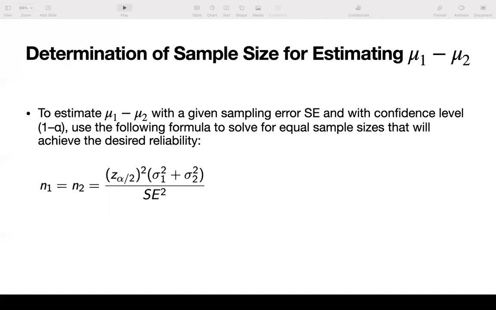So here we have determination of sample size for estimating the difference between the mu's. To estimate the difference with a given sampling error, denoted by SE, and with confidence level 1 minus alpha, we can use the following formula to solve for equal sample sizes that will achieve the desired reliability. So here n1 equals n2, which equals z alpha divided by 2 squared times the sum of the population variances, divided by the sampling error SE squared.